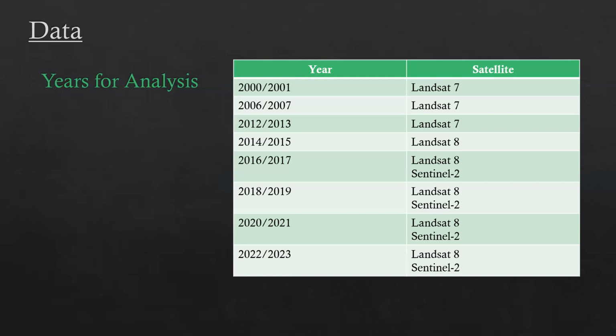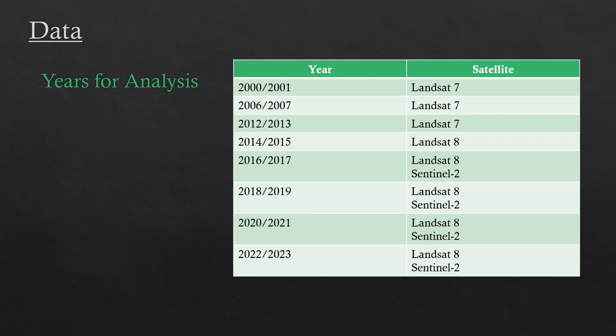So from 2000 to 2020, I do have 2022 tagged on the end, simply because the data for that will be available when I actually start this. So that might just be a little bit more to add in. So it's as recent as I can get it. You can see on the right, Landsat 7 will be used from 2000 to 2013. And then I'll be using Landsat 8 from 2014 onward.